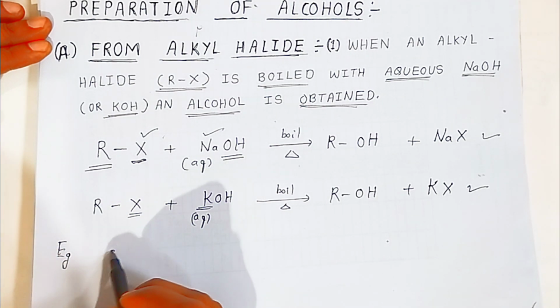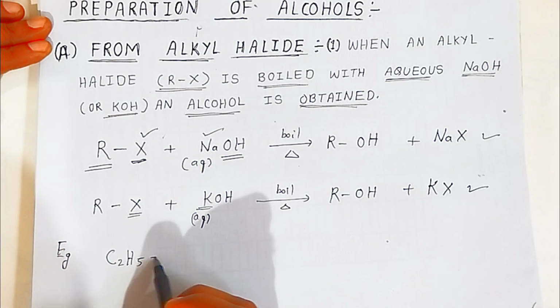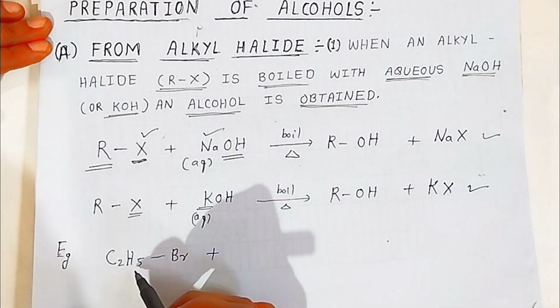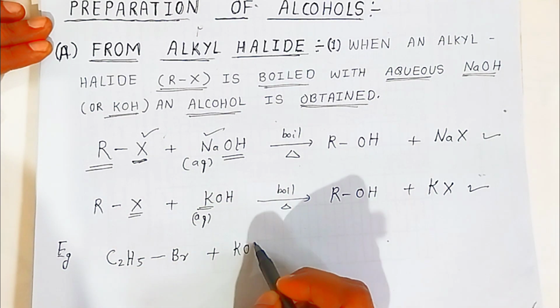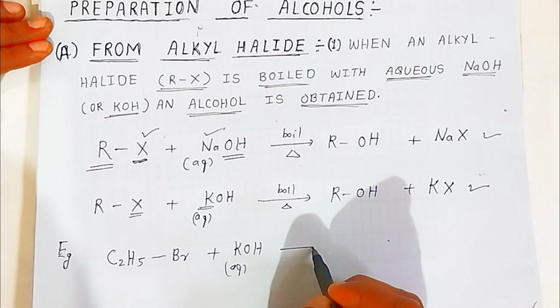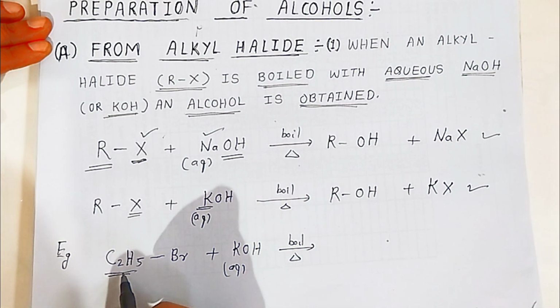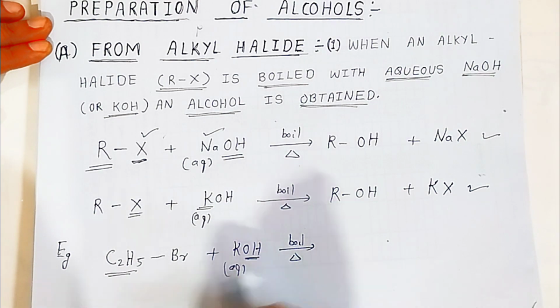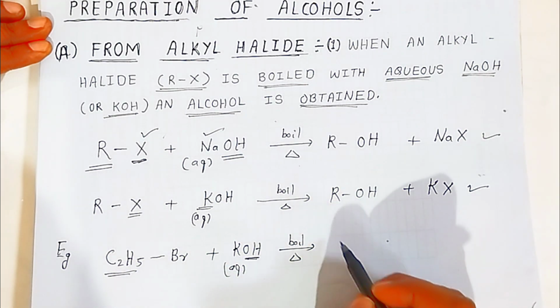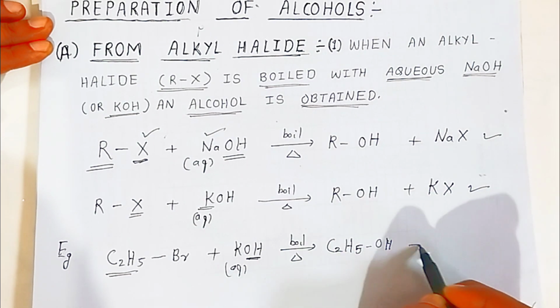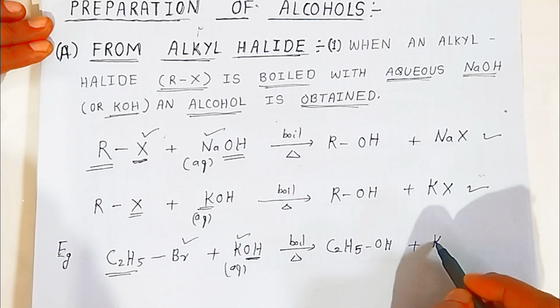Okay students, now one example I am taking. Suppose you have alkyl halide, say for example C2H5Br, that is ethyl bromide. Action of aqueous KOH on ethyl bromide, so you will write like this. This is aqueous KOH, and just boil it and heat it. So what happens students, the ethyl of ethyl bromide reacts with the KOH, potassium hydroxide, and it will give you C2H5OH, and you will get KBr as a byproduct.